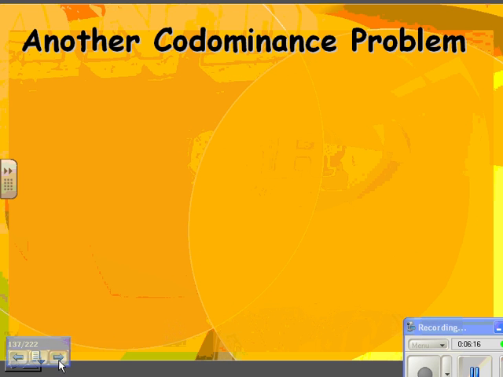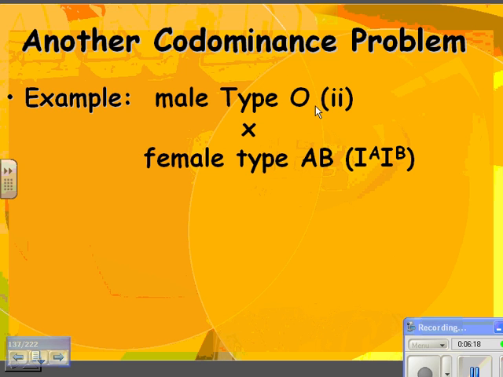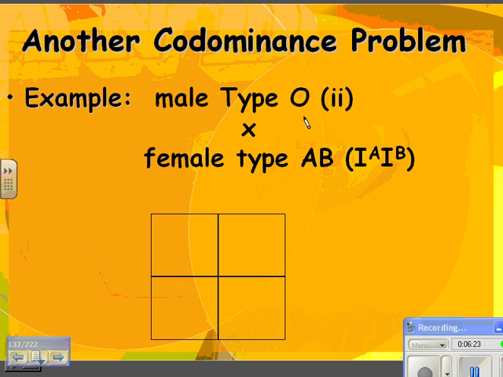So here's another codominance problem. Let's say you have a male who's type O and a female who's type AB. What kind of babies could they have? So the male will only have sperm that are little I. These two will separate, and some of the sperm will get that little I, and some of the sperm will get that little I, but that means they're all little I. When the female makes her eggs, some of the eggs are type A, and some of the eggs are type B. So you actually don't need this second row, but you could have it. So that means some of the babies are type A, and some of the babies are type B.